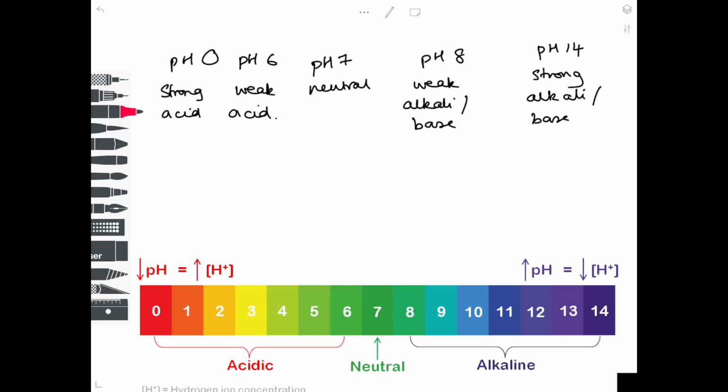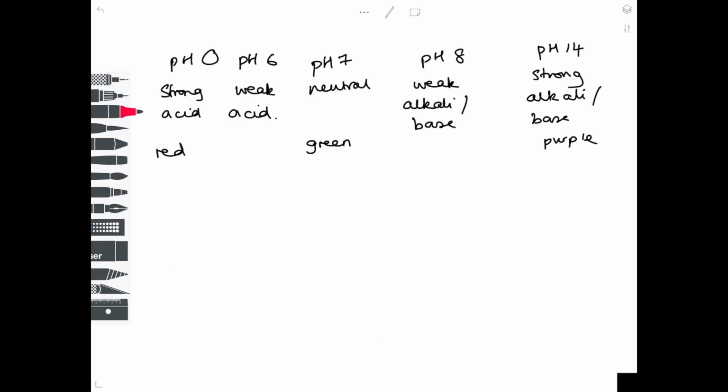And let's look at the colours. Neutral is green. You get quite purpley at the very strong alkali end, and you get red at the acid end. And we like universal indicator because that can basically show you what pH you have. You add the universal indicator to the solution, it turns a certain colour which you can compare to a scale and work out the approximate pH.